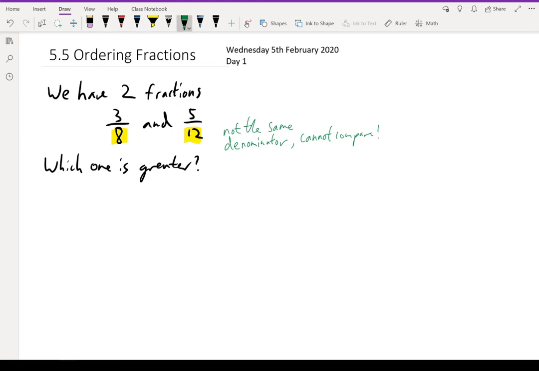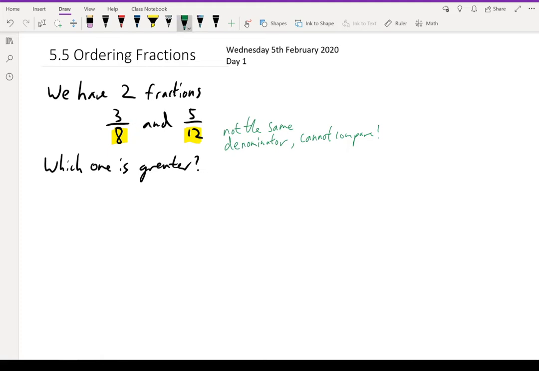Well, first of all, we have to make it so that their denominators are the same. But one is 8, one is 12. I cannot directly just multiply up one. If I multiply this whole thing times 2 over 2, it becomes 6 over 16, and 16 is still not the same as 12 at the bottom. So we cannot do that.